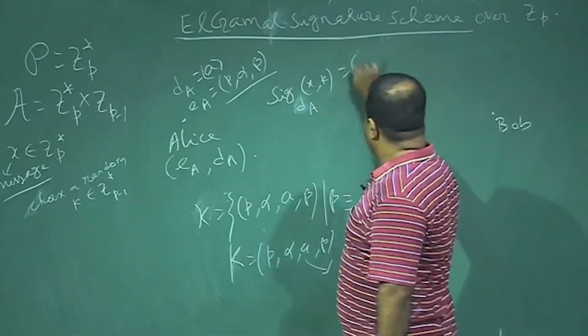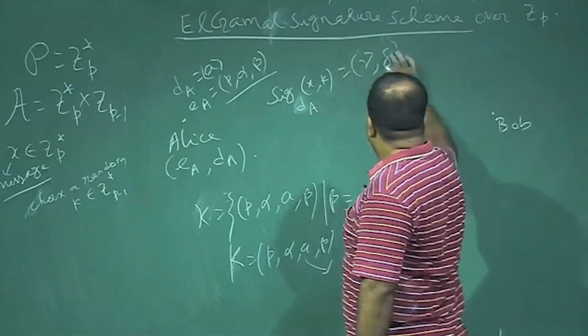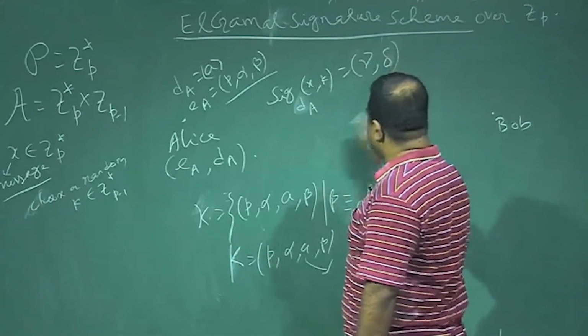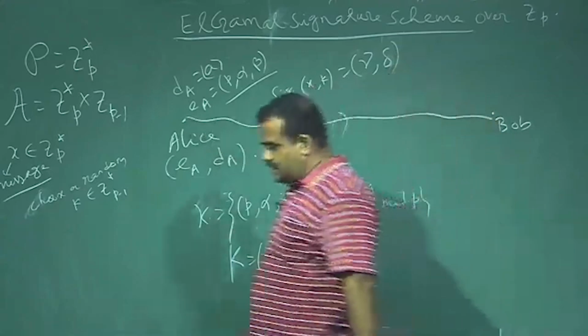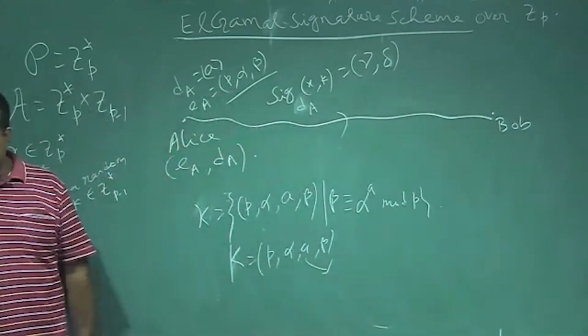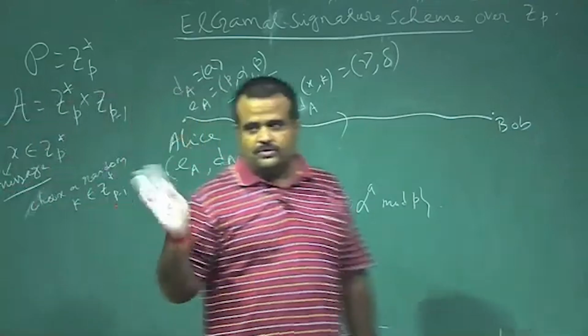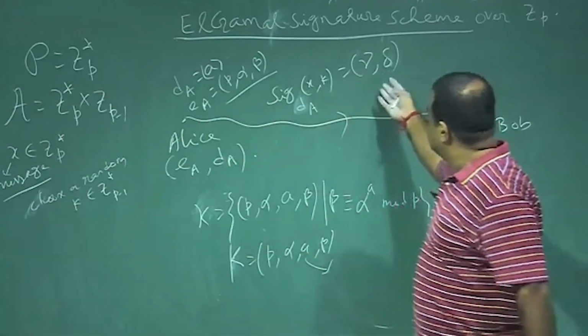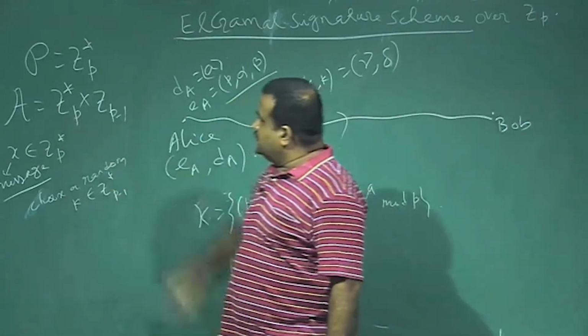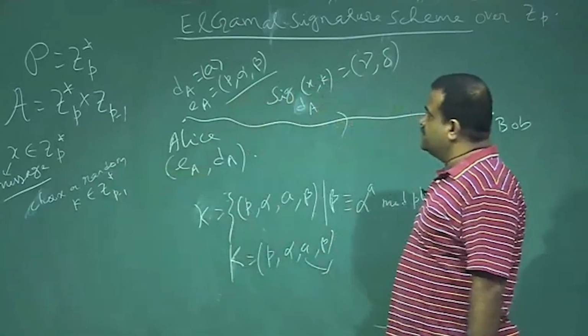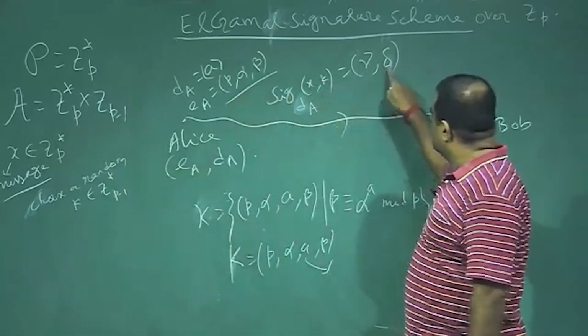So, this is basically gamma, delta. This has two parts, like the ElGamal cryptosystem has two parts, y1 and y2, for the ciphertext. So, here also in the signature we have two parts. This is in Zp star cross Zp minus 1. So, this is gamma, this is delta.